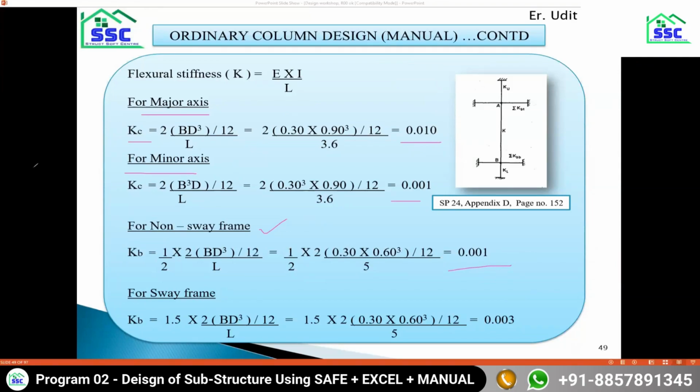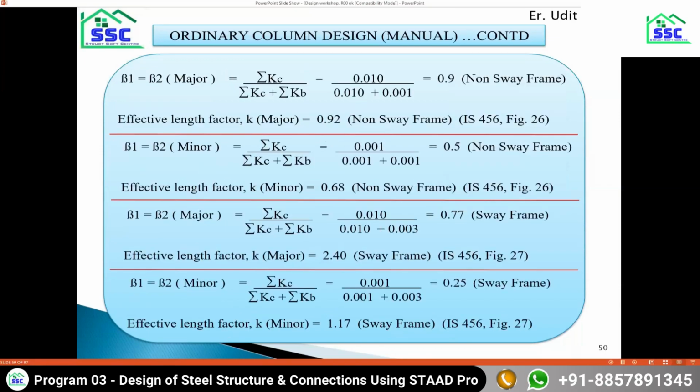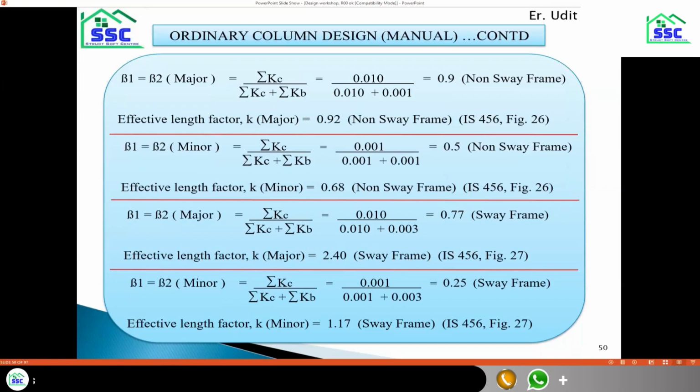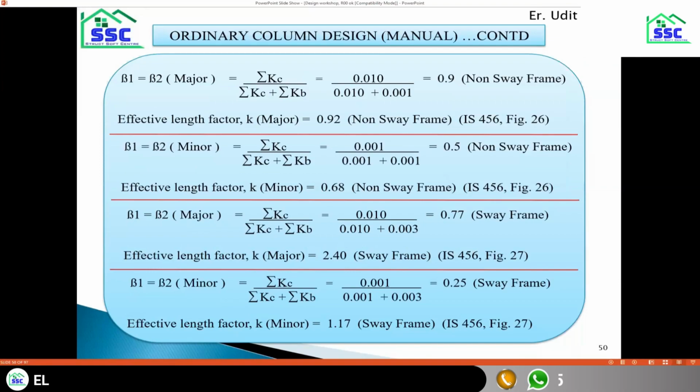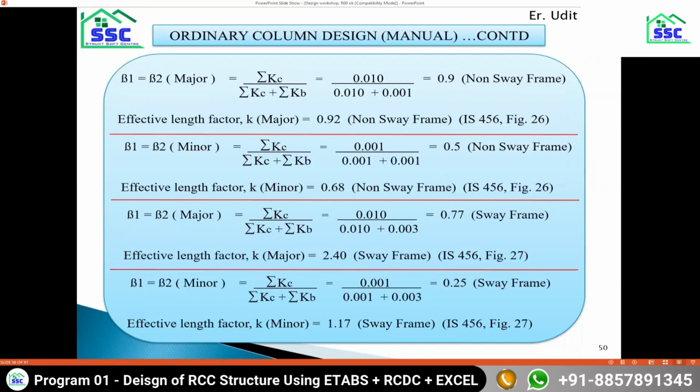Using these values, now we will move ahead and finally find out our factor beta 1 and beta 2. But here we have given you the explanation of beta factor for sway frame as well as non-sway frame in one slide itself, because then we will use these values of sway frame when we go to the ductile column. Intentionally we have kept it in one part only to avoid any confusion.